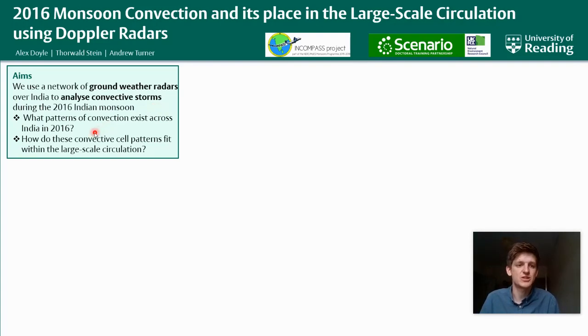And so our research questions then are, what patterns of convection exist across India in 2016? And how do these convective cell patterns fit within the large-scale circulation? So that is to say, over major timescales of variability, such as the monsoon.